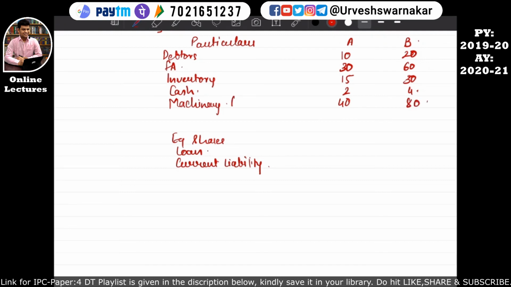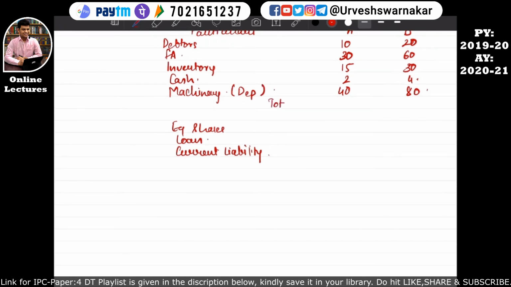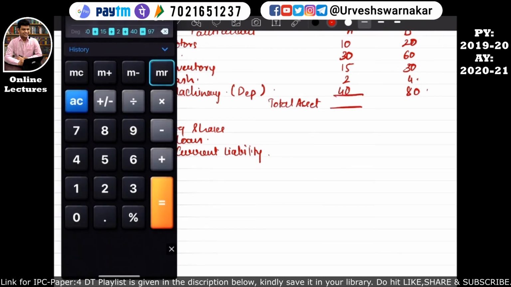And on this machinery depreciation has not been calculated, so we need to calculate depreciation. So now let's find out the total assets. Total assets is equal to 97.